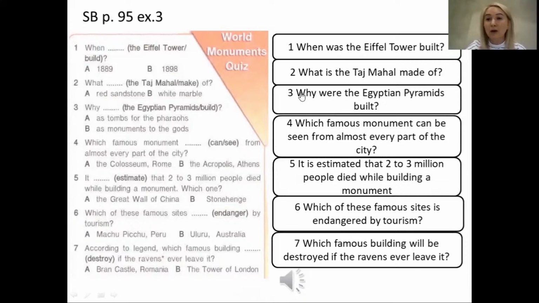So now I advise you to listen to an extract from this quiz show and try to circle the best option, the right variant, the right answer to every question. Unit 6C, Grammar in Use. Exercise 3, page 95.